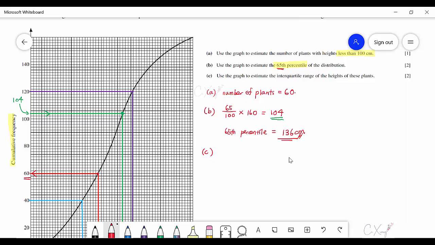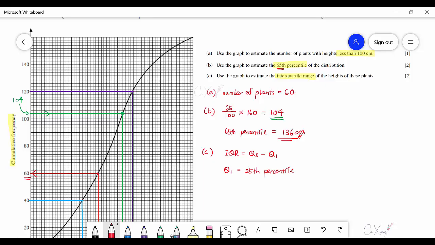Let's continue to part C. For part C, they are asking for the interquartile range. For information, interquartile range means IQR. So IQR is Q3 minus Q1. First of all, we need to know what Q1 is. Q1 is the 25th percentile.